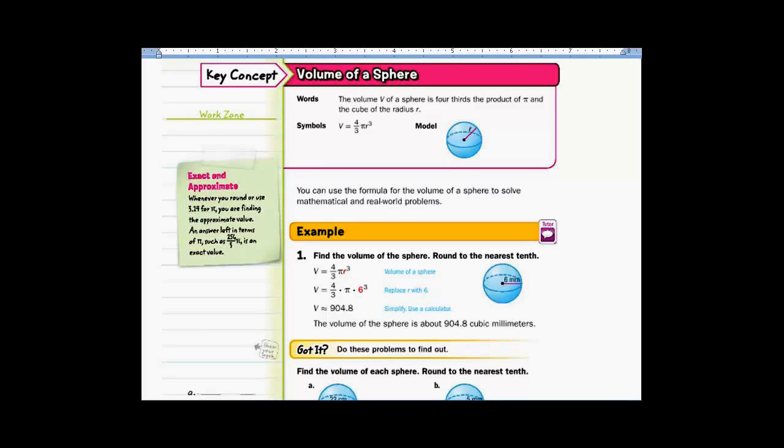Okay, chapter 8, lesson 3 talks about volume of a sphere. So let's first talk about a sphere. Most of you would know it like a ball shape, right? And what it is, a two-dimensional circle. Like the cross section would be a two-dimensional circle.